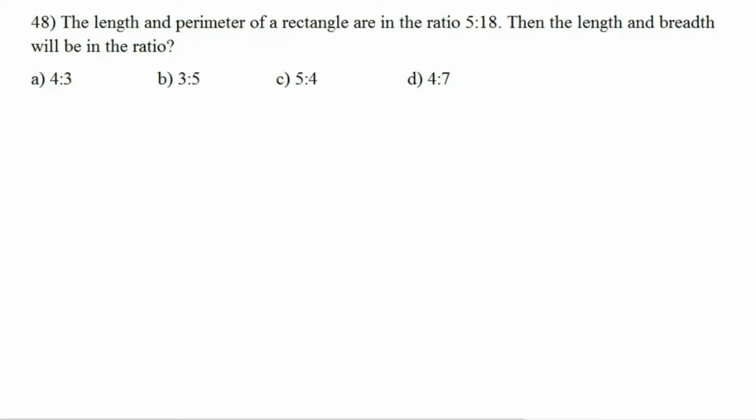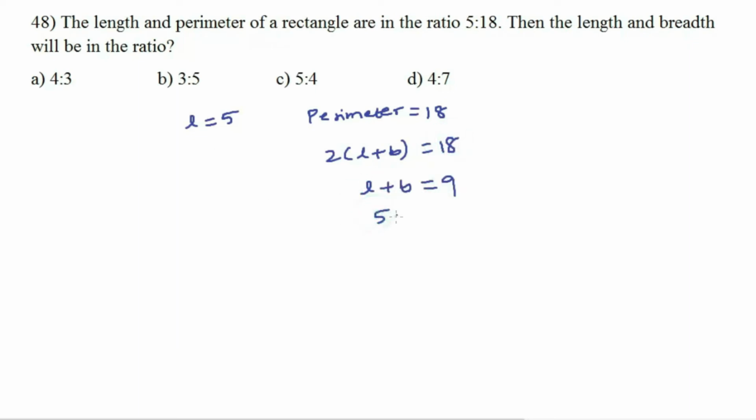Question number 48. The length and perimeter of a rectangle are in the ratio 5:18. Then the length and breadth will be in the ratio? Length equal to 5. Rectangle perimeter equal to 18. Perimeter of rectangle, 2 times of L plus B equal to 18. So L plus B equal to 9. L value substitute here. 5 plus B equal to 9 and B is equal to 4. Length equal to 5, breadth equal to 4. The length and breadth will be in the ratio L is to B, 5 is to 4. Option C.